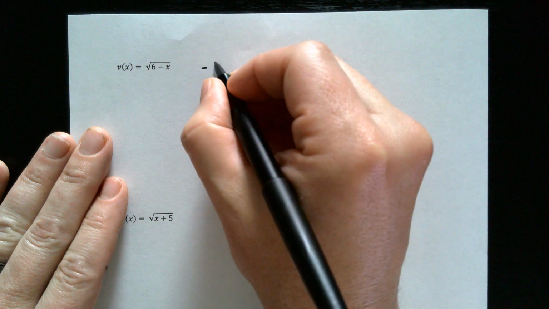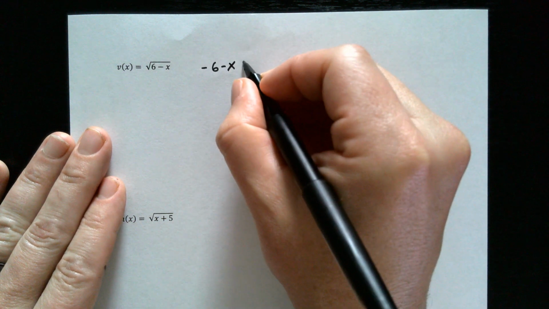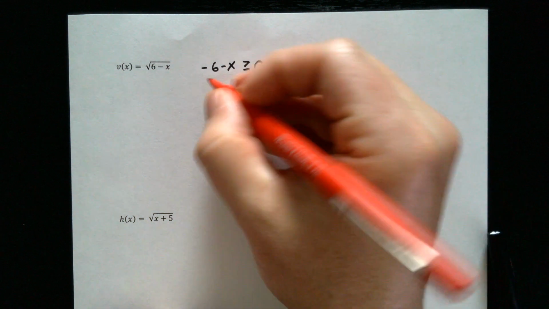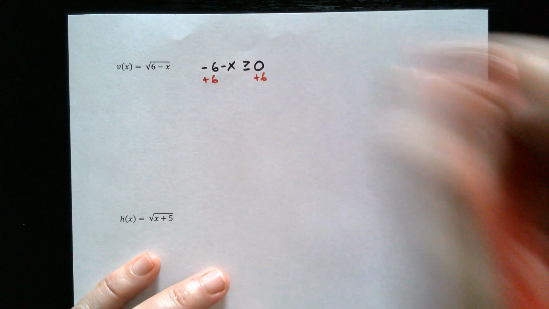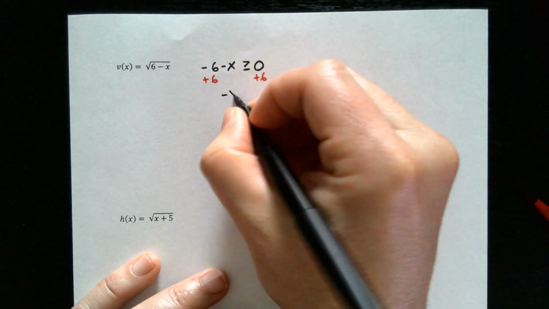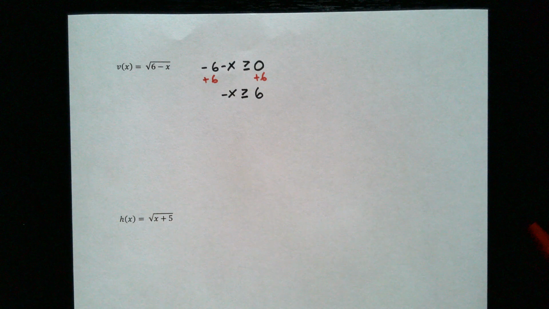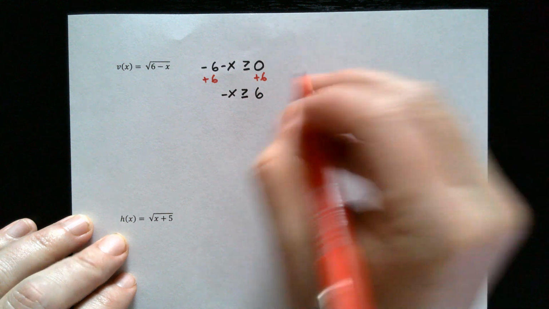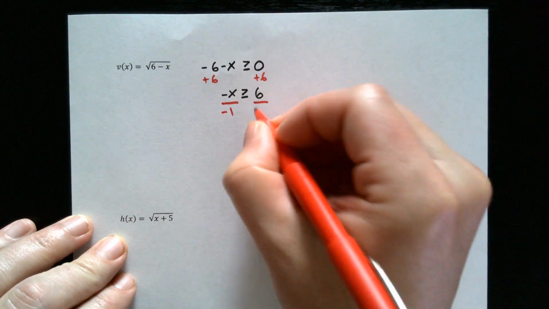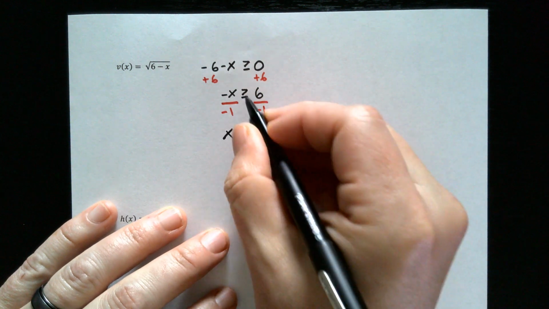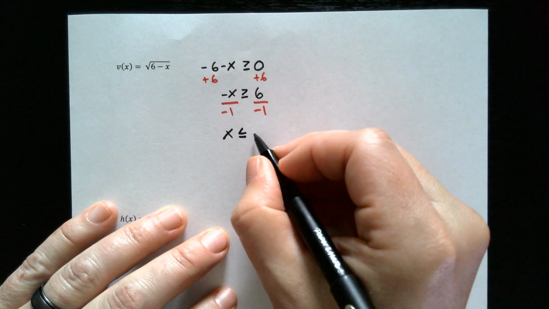For this one, we've got 6 minus x in there. So 6 minus x is greater than or equal to 0. We need to solve this for x. The first thing I can do is subtract 6 from both sides, which will give me negative x is greater than or equal to negative 6. Now I need to get rid of that negative in front of the x. I can do it by multiplying or dividing by negative 1, but it will flip the inequality sign because I'm multiplying or dividing by a negative number. So this becomes a positive x, this flips.